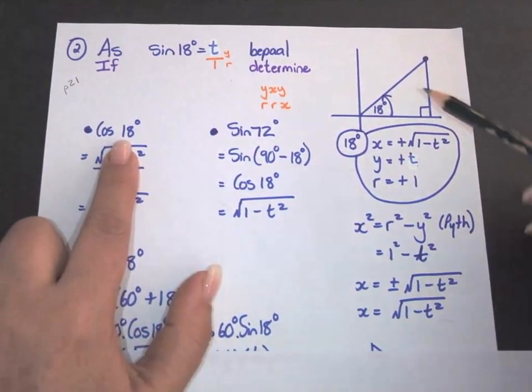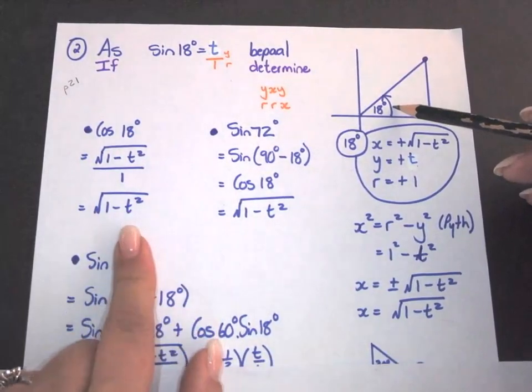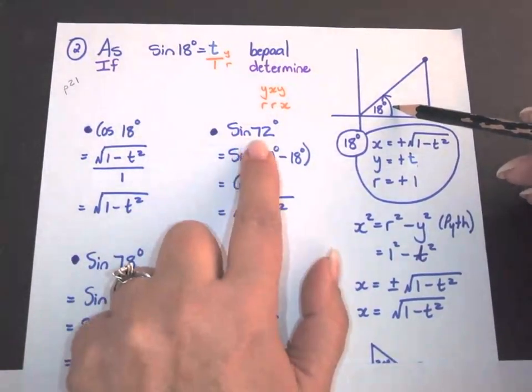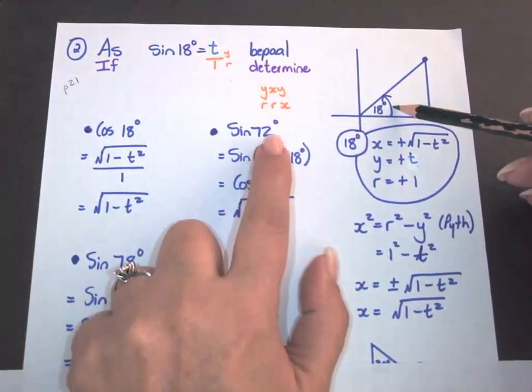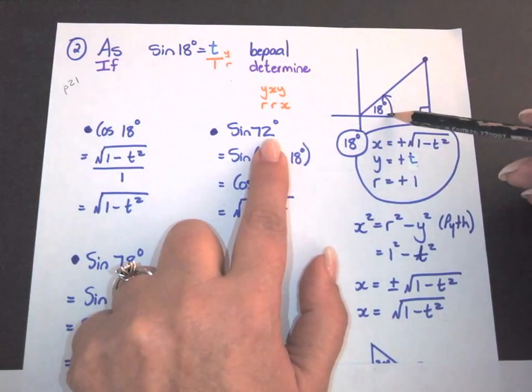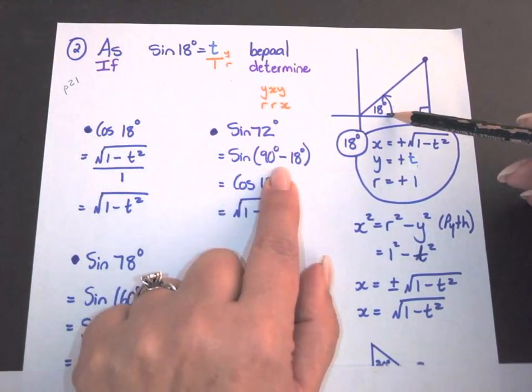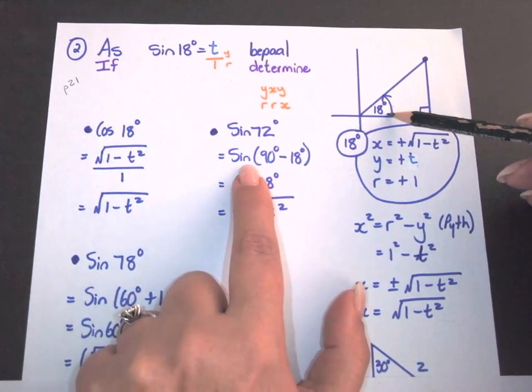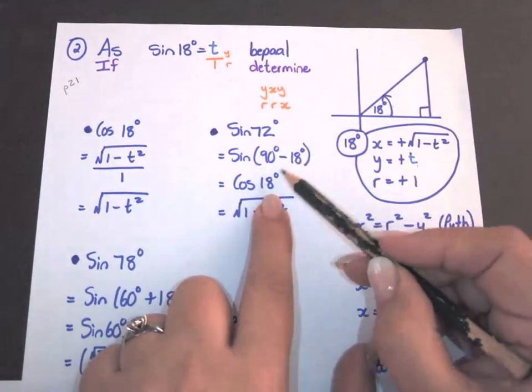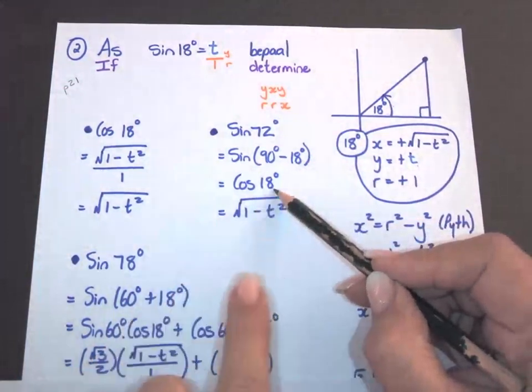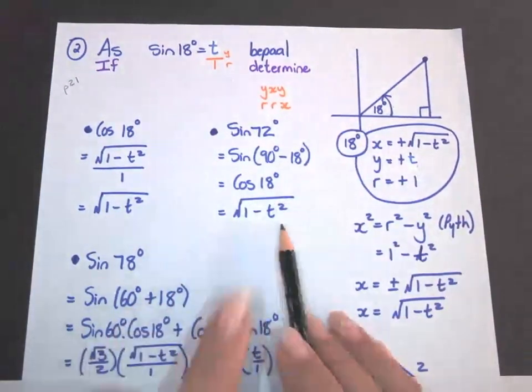Cos of 18, get your answer. Sine of 72, so I have to change the 72 to the 18. Cofunction. Sine changes to cos, and you use that. And then you get your answer.